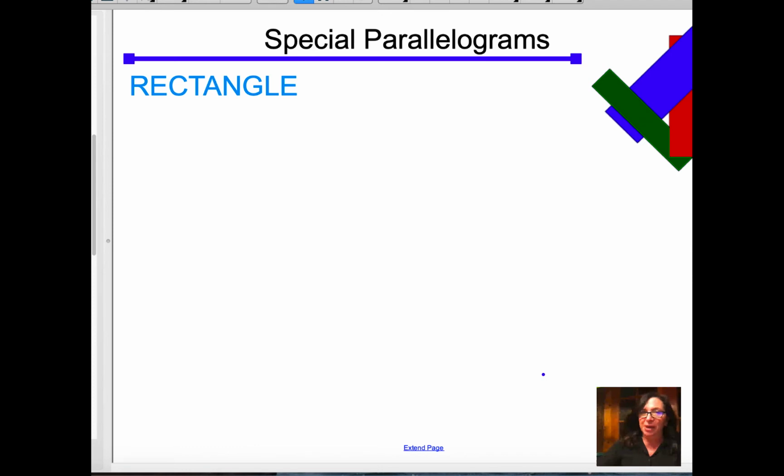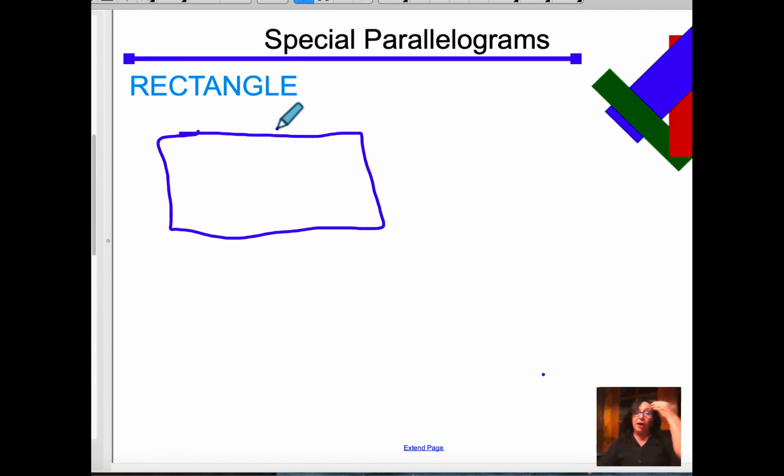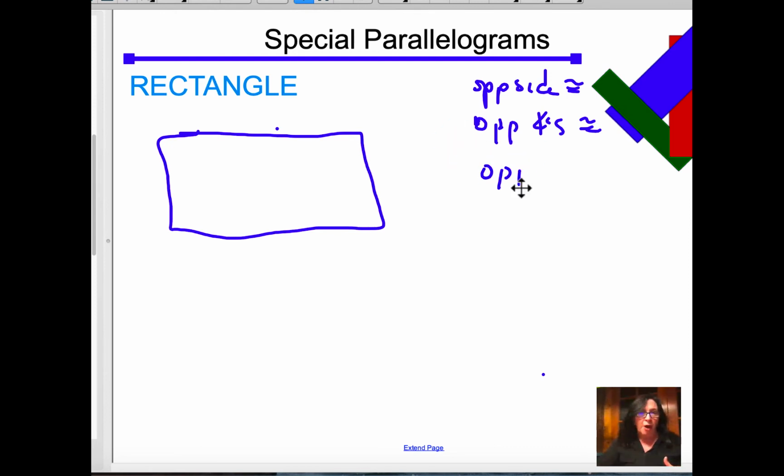Now, let's talk about special parallelograms, like, for example, a rectangle. So if you think about a rectangle, you already know all the attributes of a parallelogram. You know that both pairs of opposite sides are congruent. We already know that. We know that both pairs of opposite angles are congruent. We already know that. We know that both pairs of opposite sides are parallel. We already know that. And we know that the diagonals bisect each other.